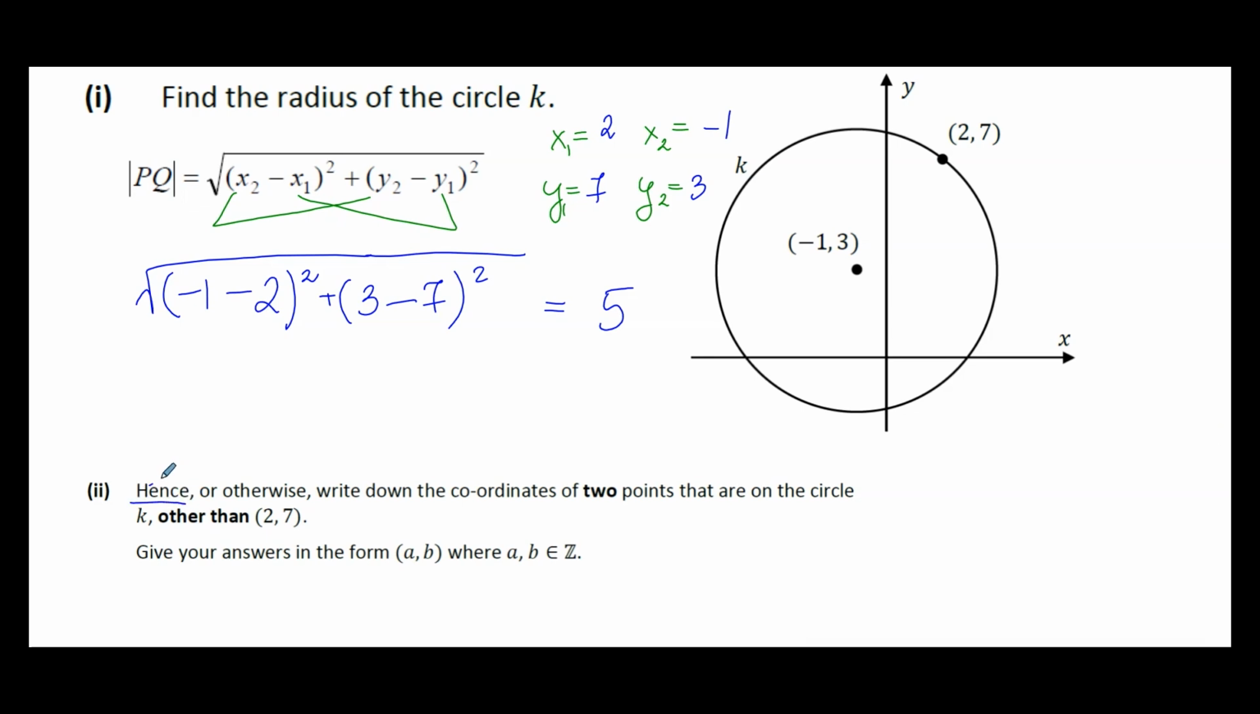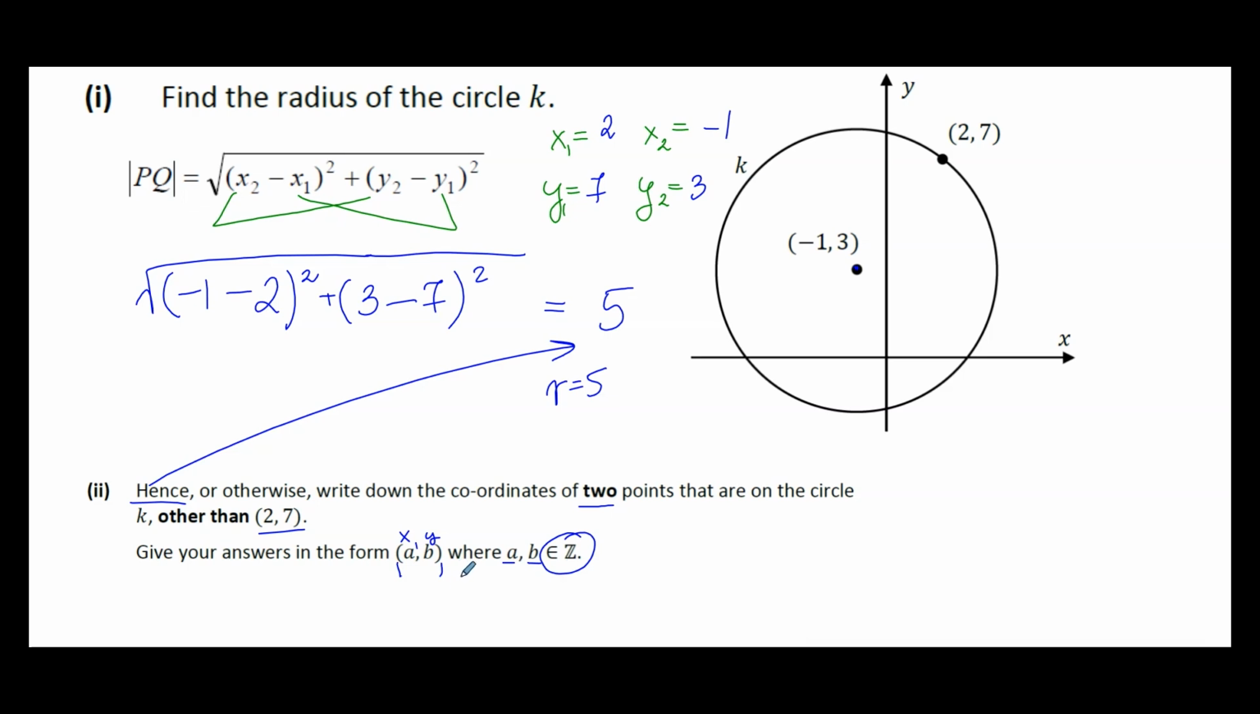Hence, meaning what? With the knowledge we just acquired, so the knowledge that the radius is equal to 5. That radius goes from the center to the edge in every direction. Okay. Write down the coordinates of 2 points, not just one, but 2, that are on the circle other than our point. And then give your answer in the form (A, B) because they are the coordinates, the X and Y. And then they are saying where A and B belong to Z, so they have to be whole numbers. Now, always remember, if you don't remember what those sets are, page 23 in your maths tables gives you that information. Okay, so how do we do that?